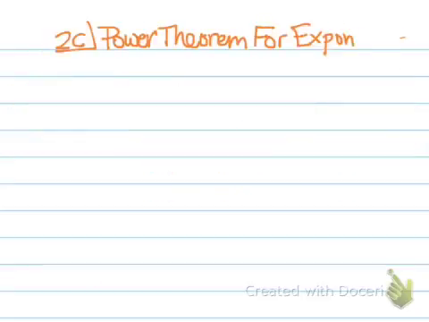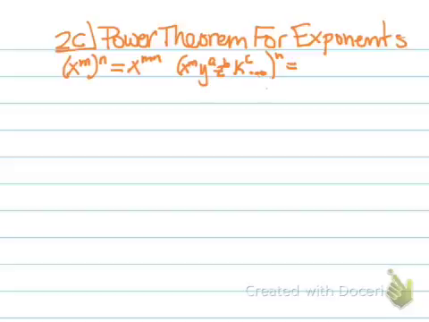Okay, power theorem for exponents. If I have x to the m raised to the n, then I get x to the mn. So if you have a power raised to a power, you multiply those powers. It's also true if you have multiple powers, so x to the m, y to the a, z to the b, k to the c, and so on, raised to the n power is going to look like x to the mn, y to the an, z to the bn, k to the cn, and so on.